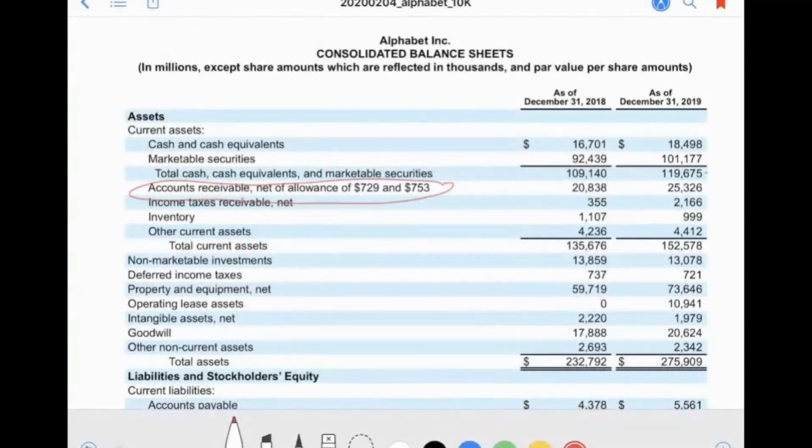Next is what we call your inventory, or inventory, depending on how you pronounce it. Okay, so this is your stocks. Sometimes you can see the word stocks, which is the same thing.